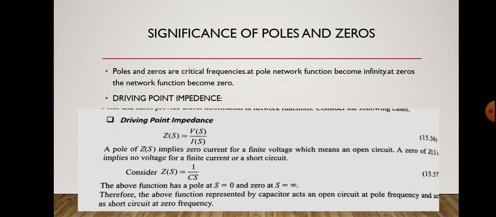Similarly, a zero of Z(s) means Z(s) becomes 0 when V(s) becomes 0. That is, voltage is equal to 0. When voltage is 0, it represents a short circuit. That is, if the voltage across any terminals is equal to 0, it represents a short circuit. So a pole of Z(s) implies 0 current for a finite voltage, that is, an open circuit, and a zero of Z(s) implies 0 voltage for a finite current, which represents a short circuit. So when current equals 0, it is an open circuit. When voltage equals 0, it represents a short circuit.